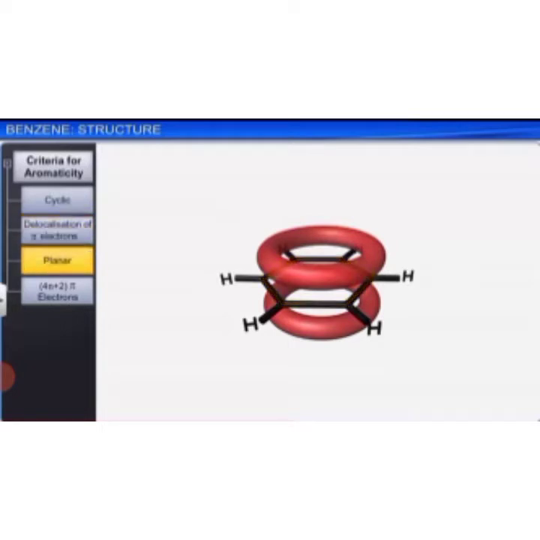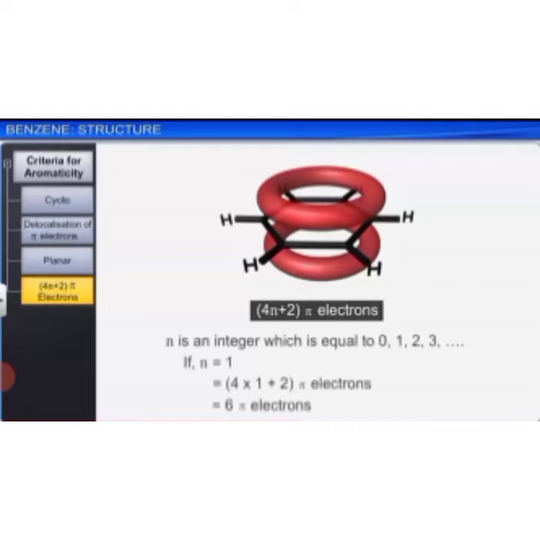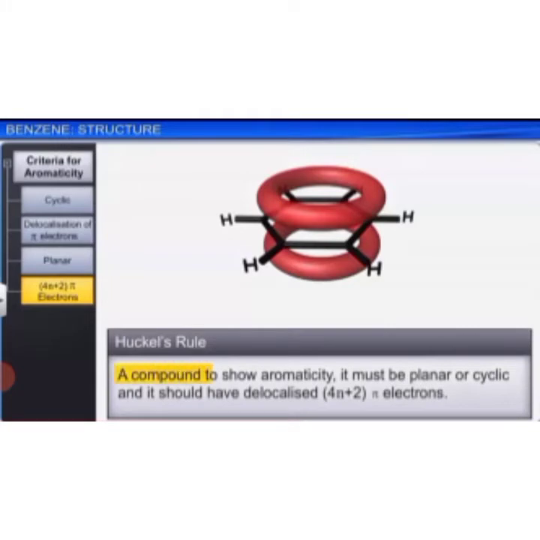Now, let us look at another essential property. For aromaticity, a cyclic compound must contain a total of 4n plus 2 pi electrons, where n is an integer, which can be equal to 0, 1, 2, 3, and so on. This means, for a compound to show aromaticity, it must be planar or cyclic, and it should have delocalized 4n plus 2 pi electrons. This is known as Huckel's rule.